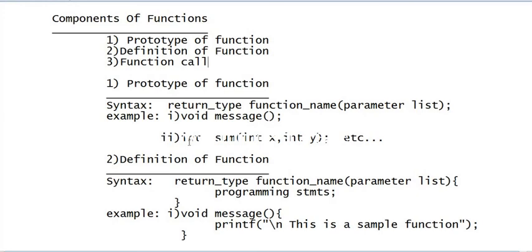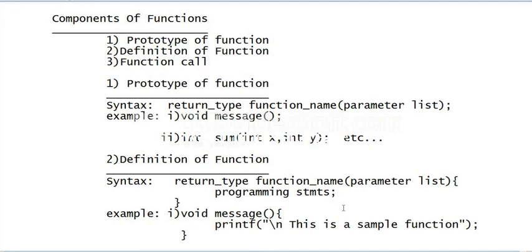And the other example here is int sum, int x comma int y. So the return type of the sum function is integer, and it is taking two arguments, integer x and integer y. When the function is called, the actual values are supplied in this place as arguments, for example 1 or 2 or 3 or 4, etc. For this function sum, the return type is int because it has to return a value when the function is called.